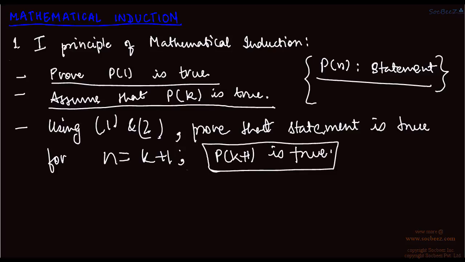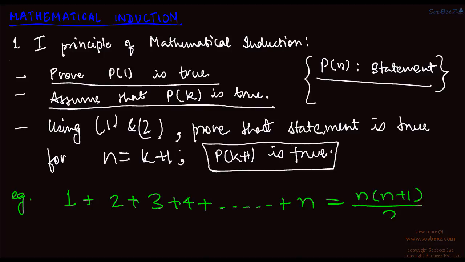So we are going to take just one example about this. Let's say the simplest example: 1 plus 2 plus 3 plus 4 plus and so on, the sum of n natural numbers, is n(n plus 1) by 2. This is given to you. This is the whole statement. Now you are going to prove that this is true. We are going to check this.